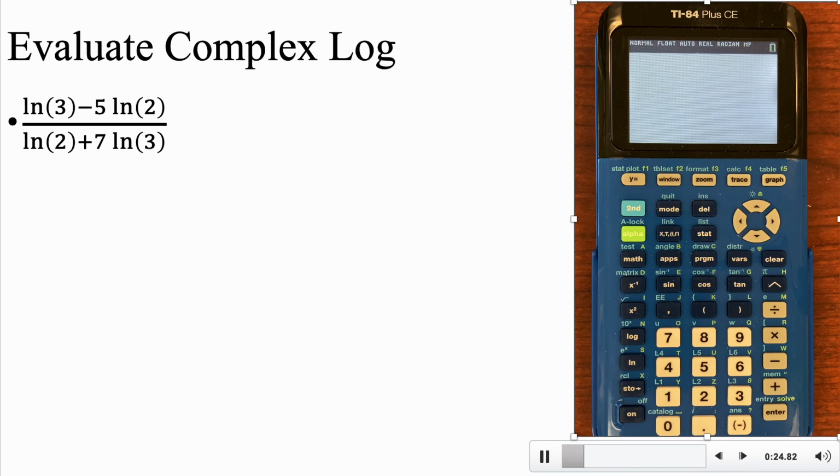There's two options. No matter what calculator you have, if you have the ability to type in parentheses, we can do that as long as you do parentheses on the entire numerator.